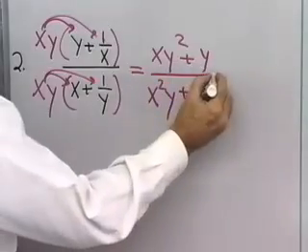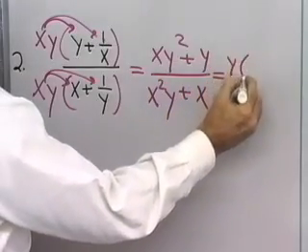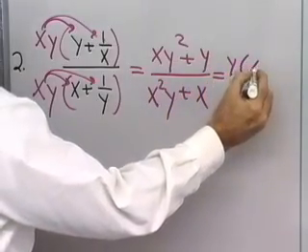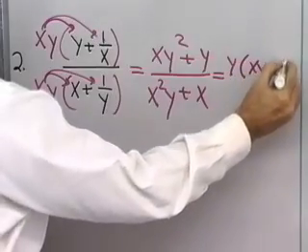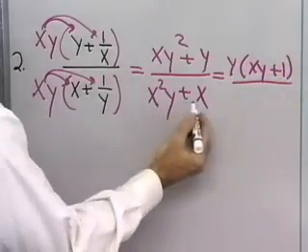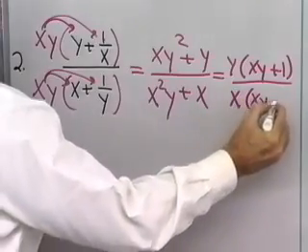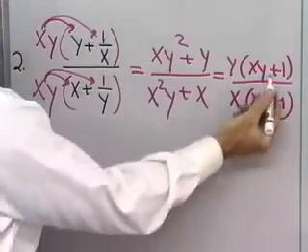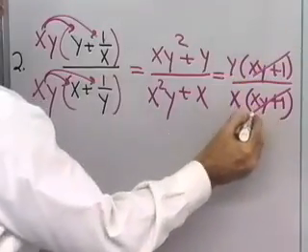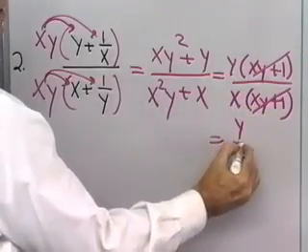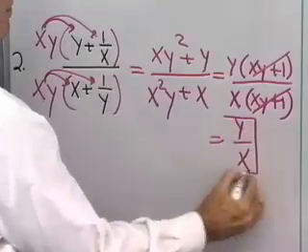Now from the top, let's factor out a y. So I have y times xy plus 1. And in the denominator, let's factor out an x. I have x times xy plus 1. That factor is common to the numerator and denominator, so this results in just y divided by x.